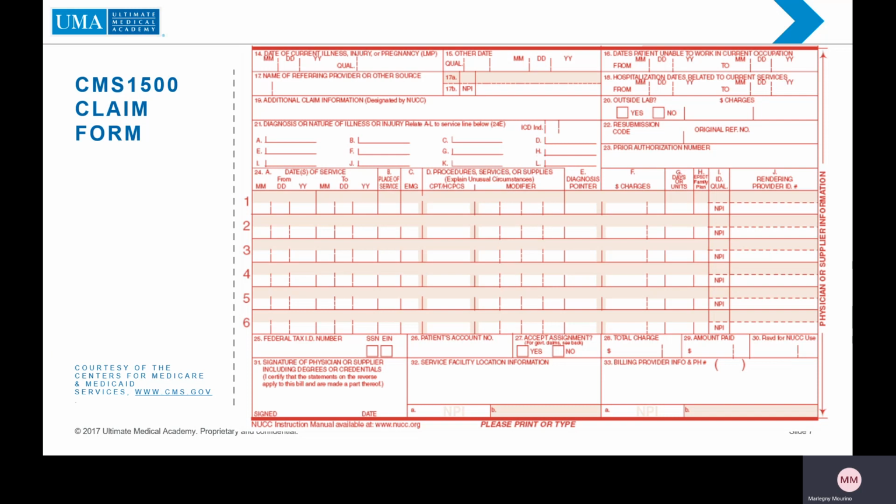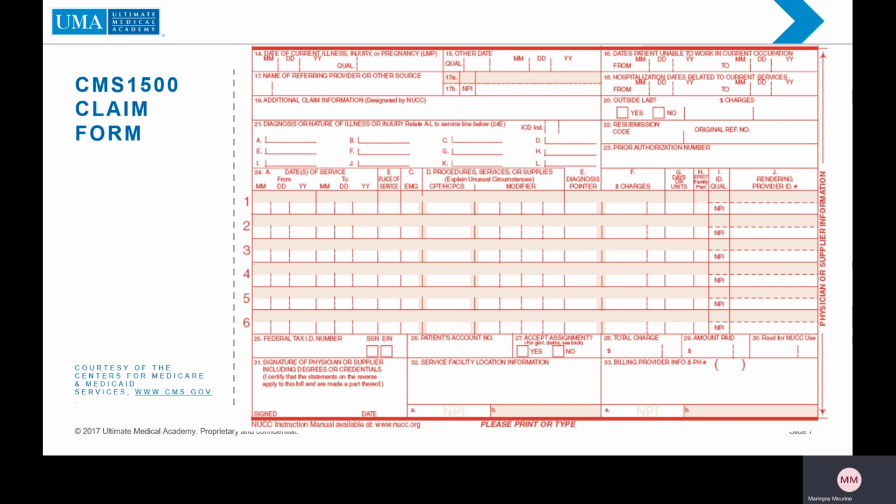For form locator 31, this is signature of physician or supplier. This is including degrees and credentials. So signature and date may be used, or you can have the signature on file. So you have the signature and the information down here.